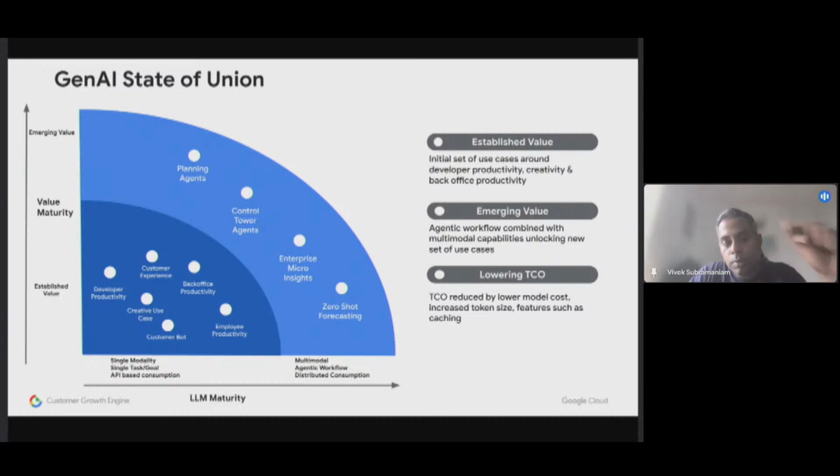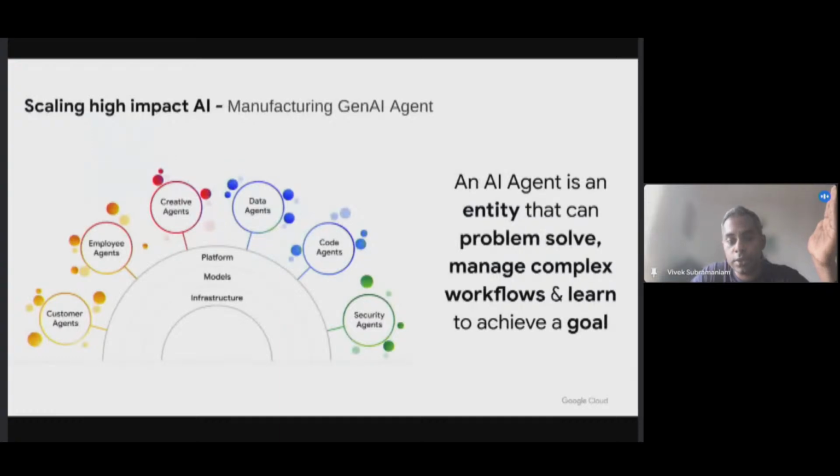But talking about single task, single goals, we are now moving to the age of agentic workflows. I'll spend some more time on what agentic workflows are. But we believe in the operations space, manufacturing, supply chain, within the four walls of the factory and outside the four walls of the factory, these agentic workflows can really drive productivity for organizations, and will be an extension of the Industry 4.0 journey.